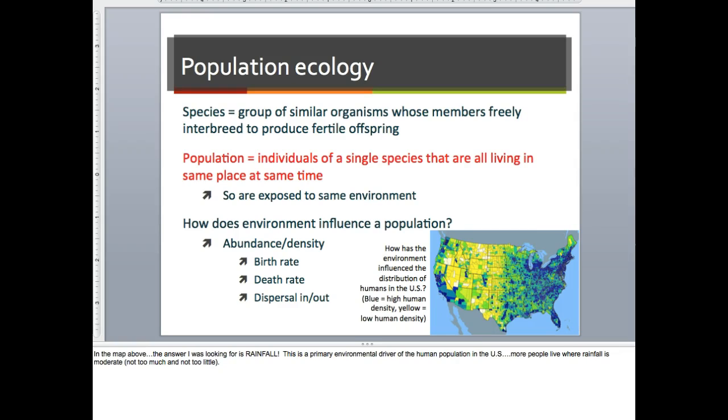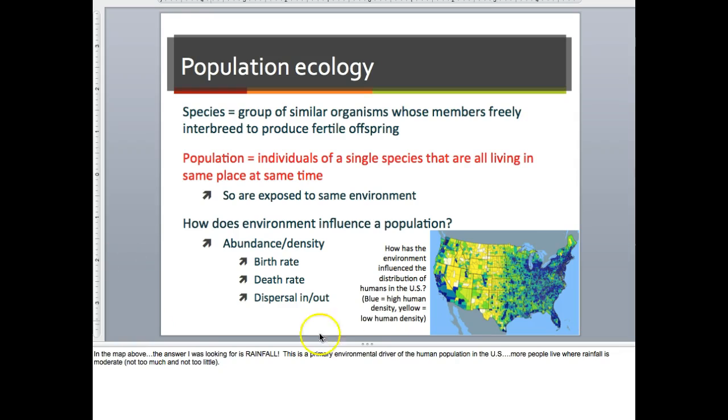So how does the environment affect these populations? Basically, it affects the abundance or the density of any particular population by virtue of the fact that animals depend on their environment to survive. So animals in a population that are reacting to certain aspects of their environment are going to have changes in birth rates, death rates, and dispersal in and out of that area.